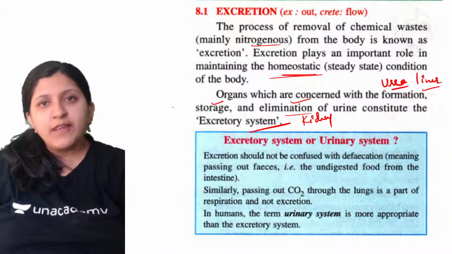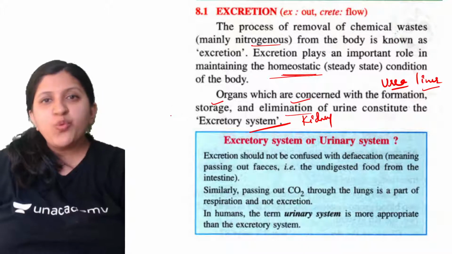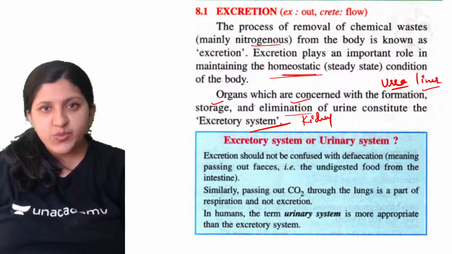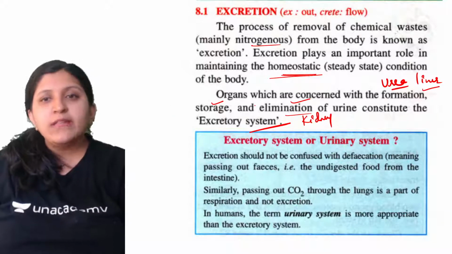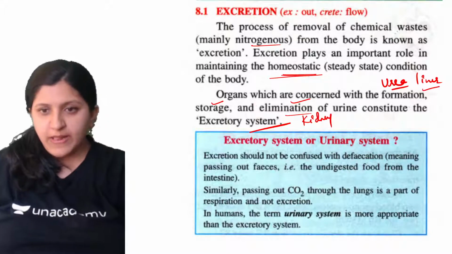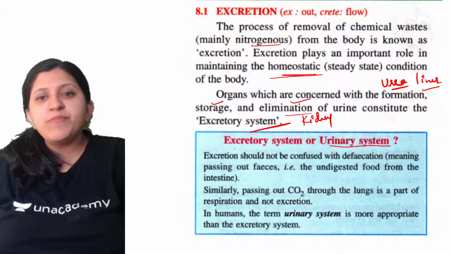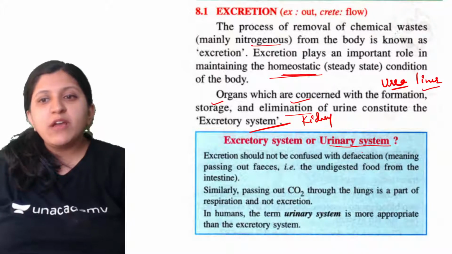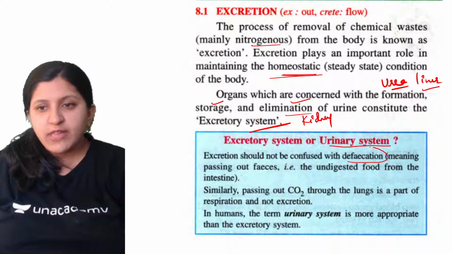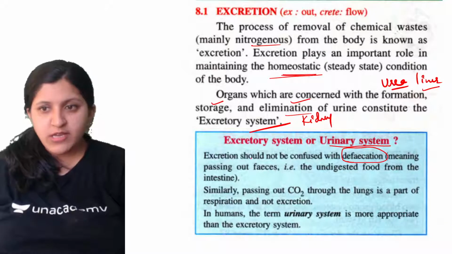And the lungs also get rid of carbon dioxide. So many of the organs are excretory organs which get rid of the unwanted waste. This is the excretory system or urinary system. Excretion should not be confused with defecation. Passing of stool is different, and excretion is a different process.